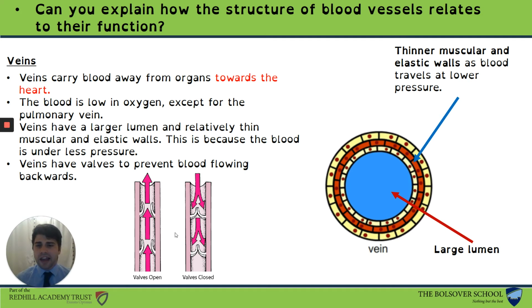Okay, again, there's an exception to this rule, the pulmonary vein. Again, pulmonary meaning lungs, vein carrying blood towards the heart. So if blood is traveling from the lungs towards the heart, then it would have picked up oxygen. So that's your only exception.